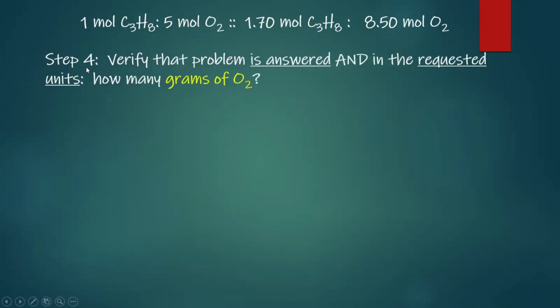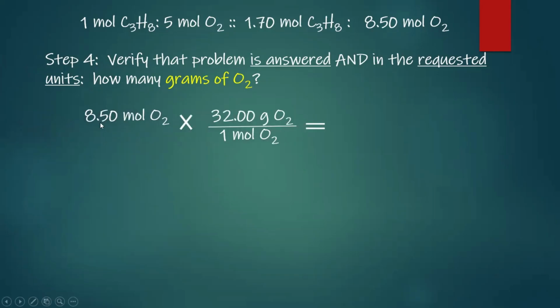Now, Step 4, we need to look back at the problem and read what the question is. We need to make sure that we've answered the problem and that the answer is in the requested units. It says how many grams of oxygen. Our units up here are moles of oxygen. So we've got to convert this to grams, but that's easy.